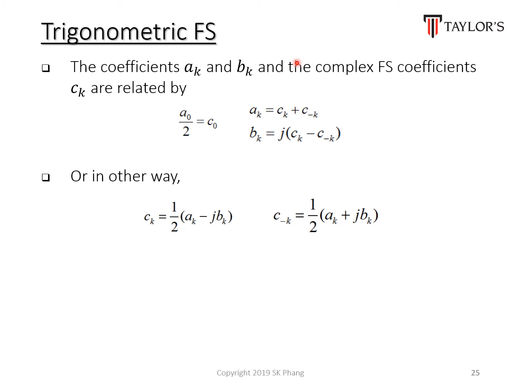If you remember, for the trigonometric Fourier series, you have a naught, ak, and bk. But for the exponential Fourier series, you only have ck. The relationships between ak, bk, a naught and ck are represented here. They can just be substituted, and then you get the representation in another form. That's all. So in another way, you can formulate ck or c minus k using this formula, or you can find out ak or bk using ck as well.